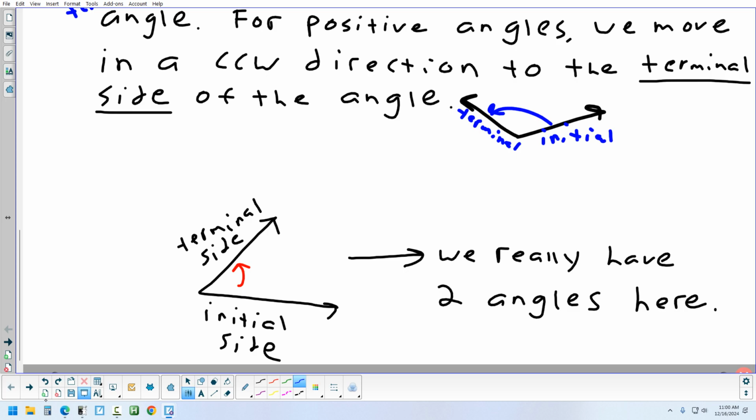So when you're looking at an angle like that, you really have two angles. You have the one in between the rays. You also have the one on the outside. We're referring to the one inside, okay, when we talk about an angle. Initial, terminal. Any question on the names of the sides of your two rays?